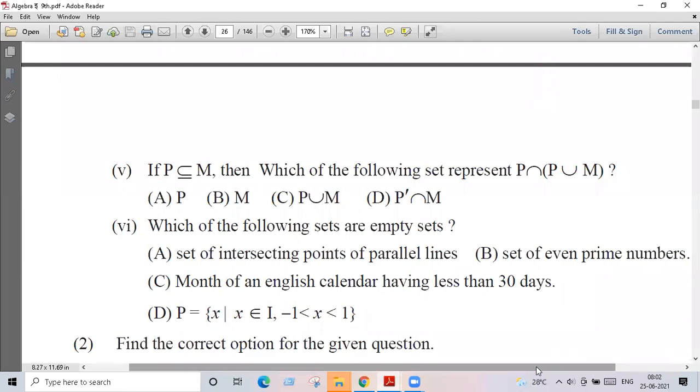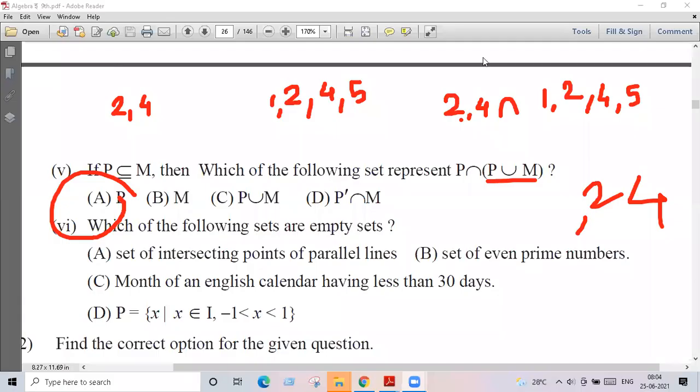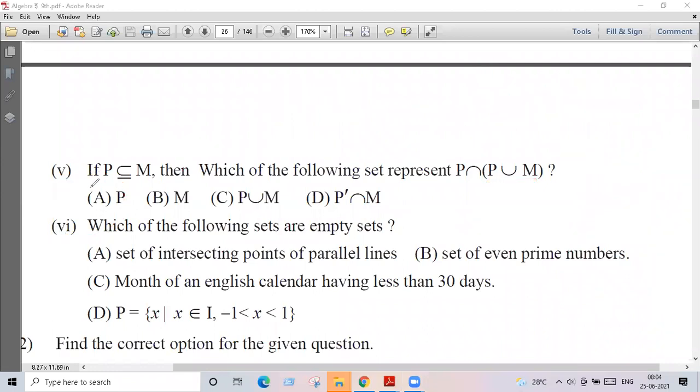Then you have the next question, that is P. If P is a subset of M, note this. P is a subset of M, which means it is smaller than M. Right. Then which of the following sets represents P intersection P union M? Now for this you have to go to the property. Yes, so the answer will be option number A, that is set P.